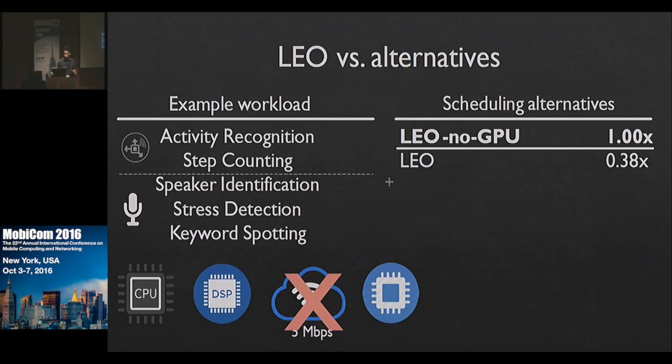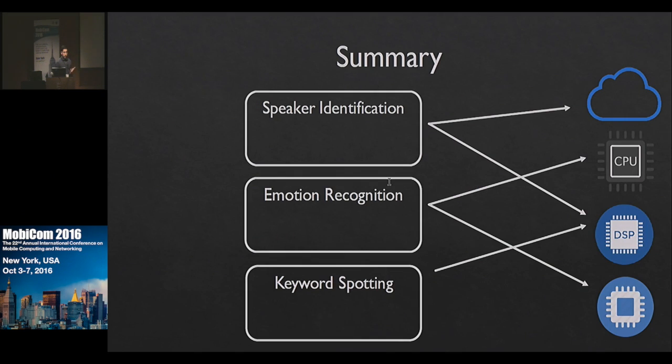And to prove that, we implemented a baseline that uses a low power unit and a GPU. And as you can see, it consumes 46% of the energy of a version of Leo that doesn't use the GPU, which is higher than the 38% we could consume if we were using Leo with the GPU.